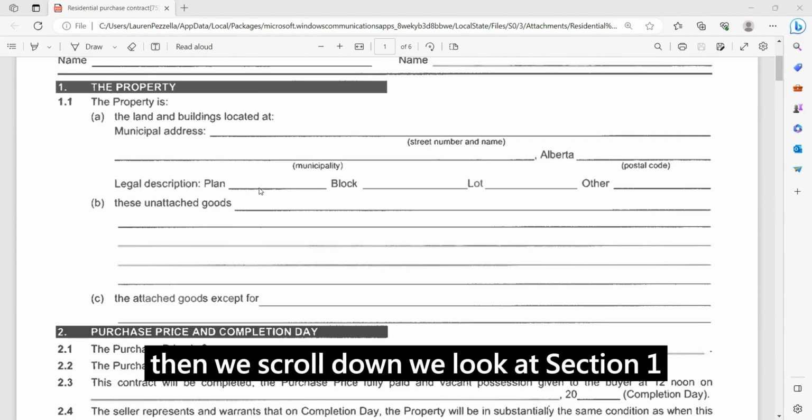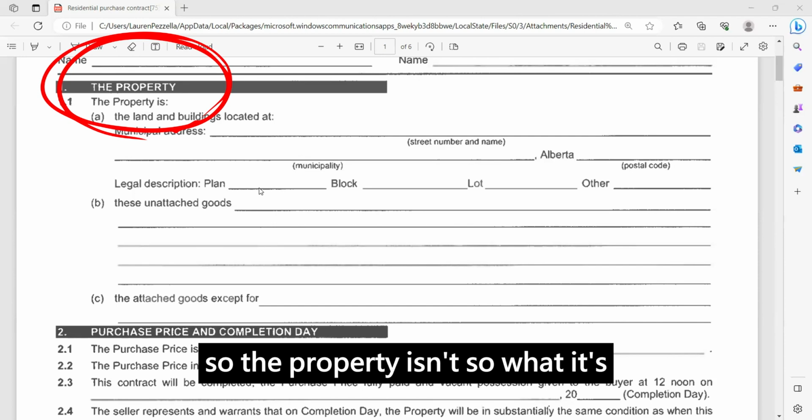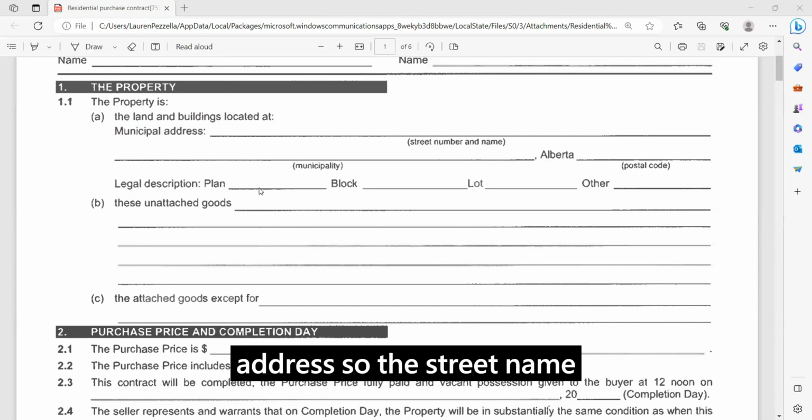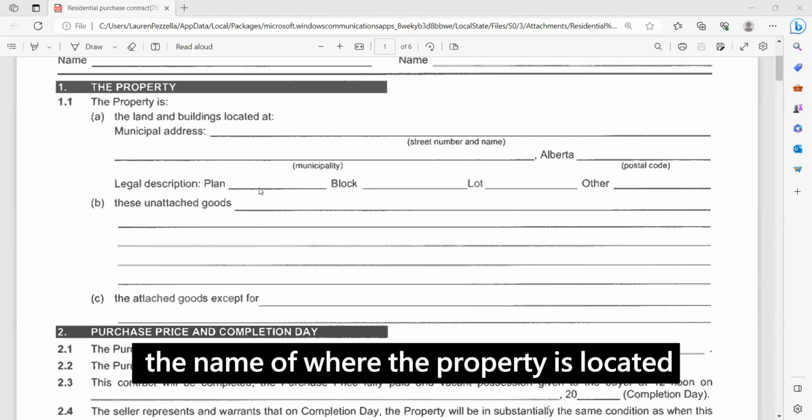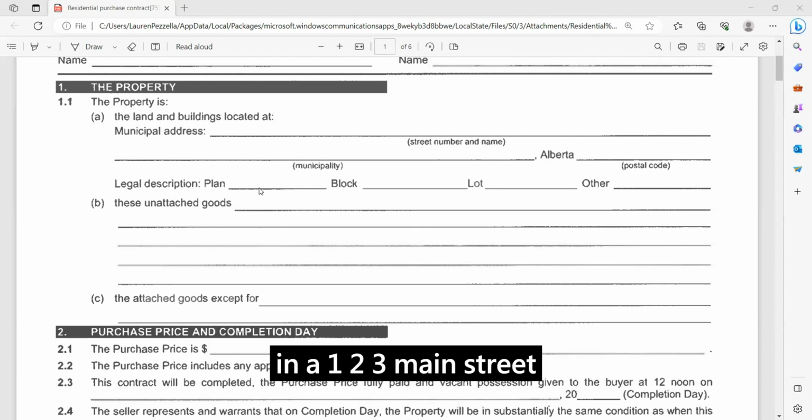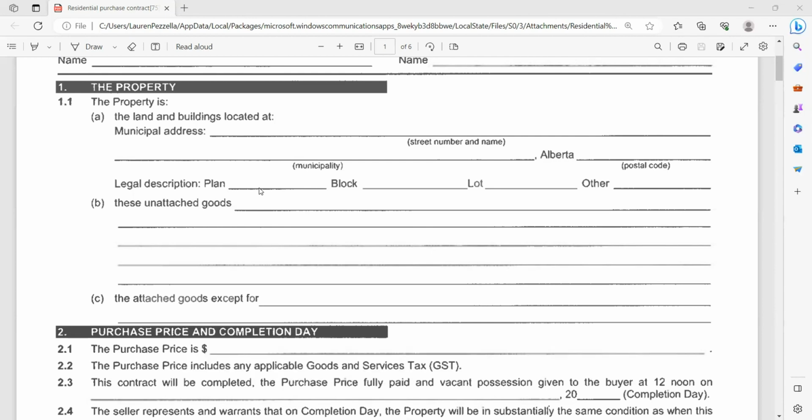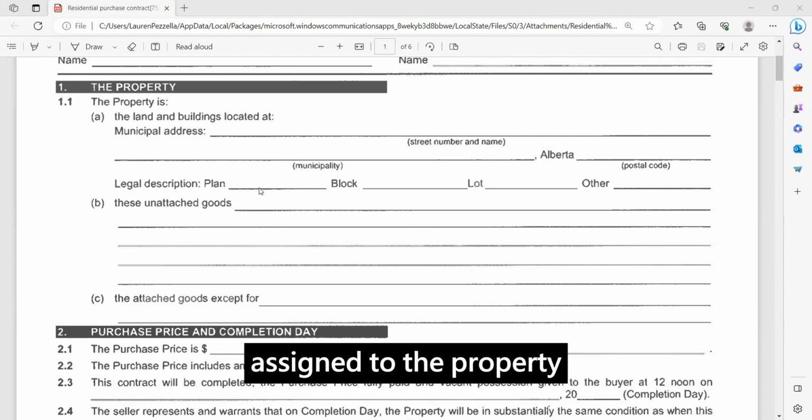Then we scroll down, we look at section 1. So the property is, and what it's asking for is the municipal address. So the street name, the name of where the property is located, 123 Main Street. The legal description is the description that's assigned to the property.